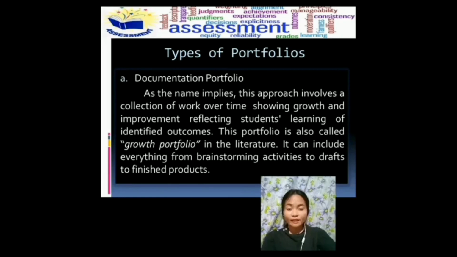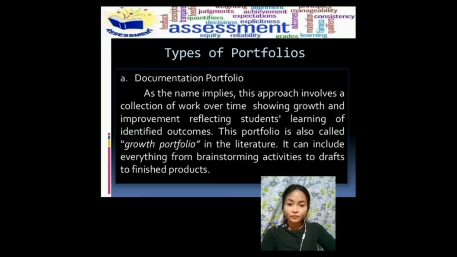And now we have the types of portfolios. First is the documentation portfolio. As the name implies, this approach involves a collection of work over time showing growth and improvements, reflecting students' learning of identified outcomes. This portfolio is also called growth portfolio in the literature. It can include everything from brainstorming activities to drafts to finished products. So it can serve as a record or evidence of our learnings.